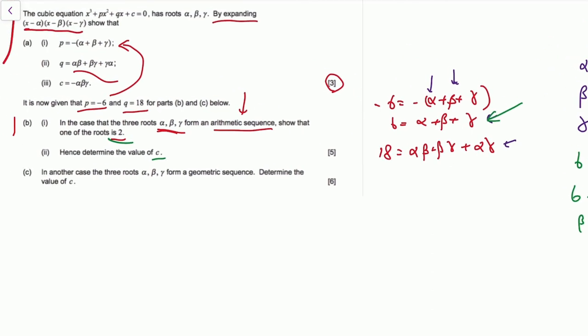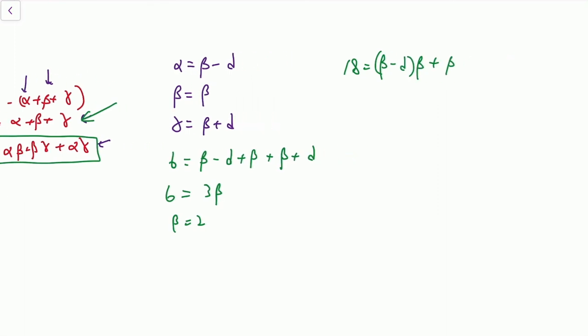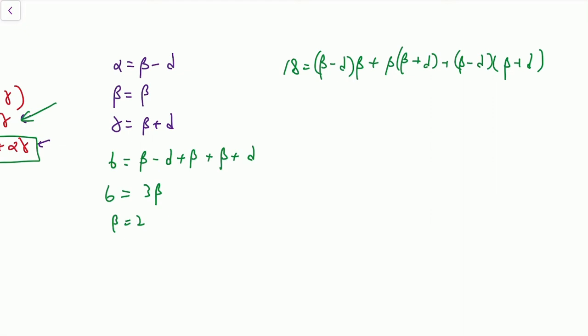Now to find c, you have to use the product of the roots, which basically means you need to find all 3 roots. So naturally we'll make use of the second piece of information. So 18 is alpha times beta, and this one you really can't cheat that much. You have to use that. So beta times gamma. Gamma is beta plus d, plus beta minus d times beta plus d. We now know beta is 2. So we'll expand.